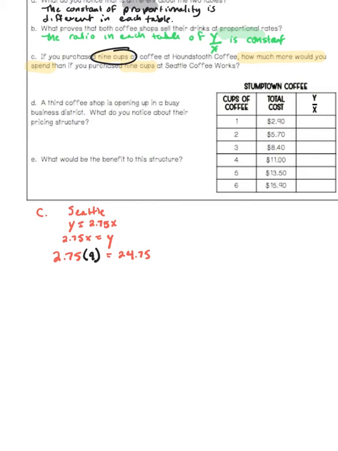Now we're going to go after Houndstooth Coffee. We want to know how much we're going to pay for 9 cups of coffee at Houndstooth. Again, their equation would be y equals $2.80 times x. But because the table kind of gives us the information as x then y, we could also write it as $2.80 times every cup of coffee would give me back my cost, which is y.